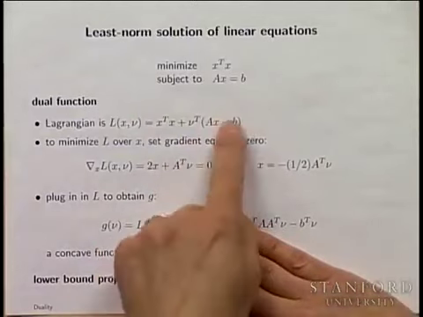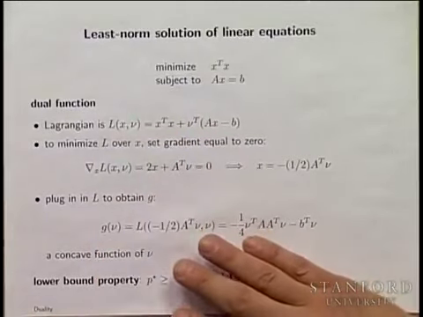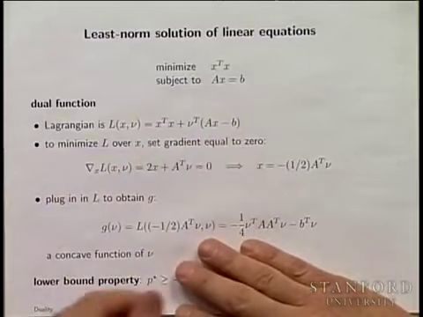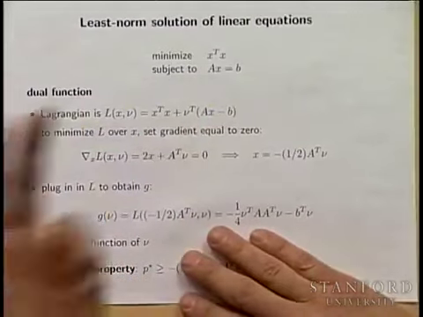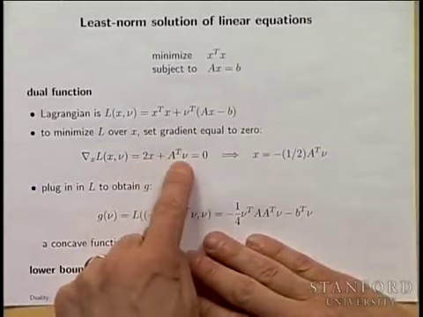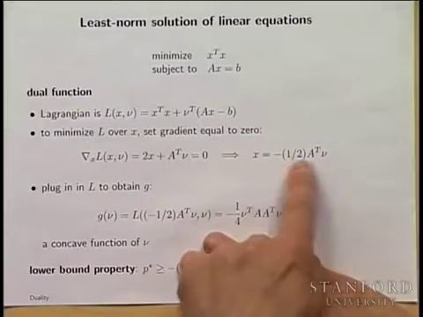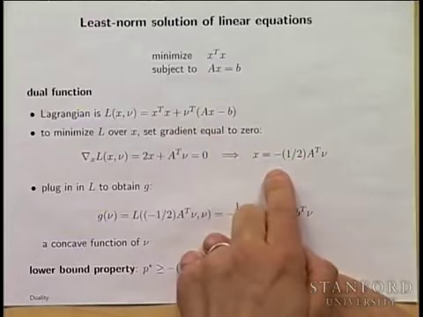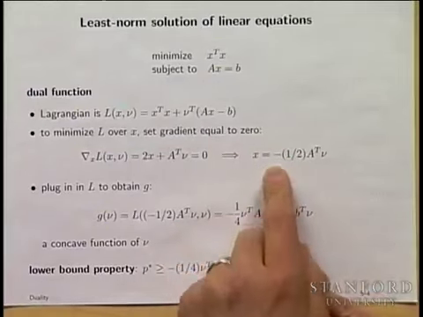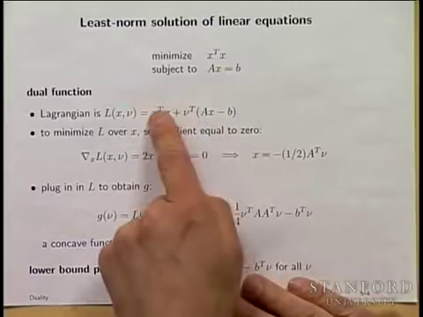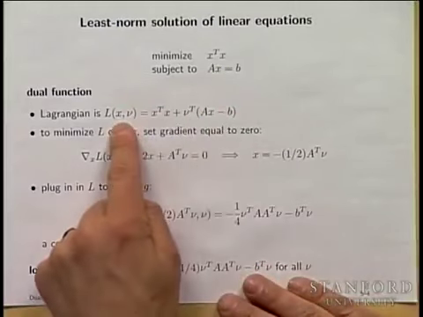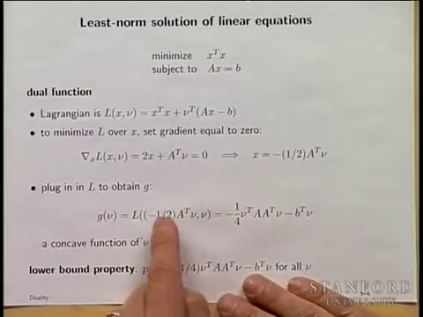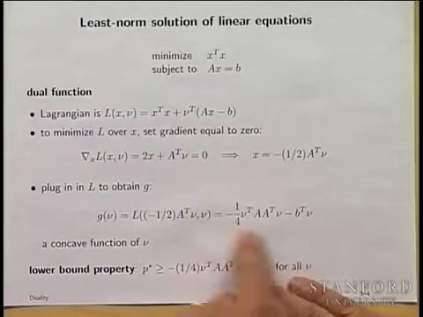Now, we're going to minimize this over x. That's completely trivial because that's a convex quadratic plus something that's affine in x. And you just take the gradient. You get 2x plus A transpose nu equals 0. And this is the optimal x, the x that minimizes the Lagrangian. All right? Now we take that x and we plug it back in to get g. So when you plug this in, you get this.